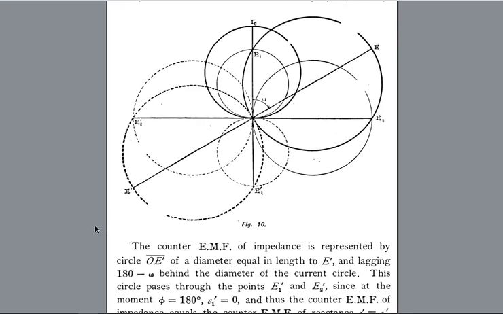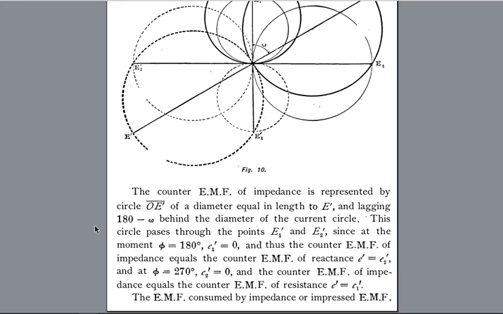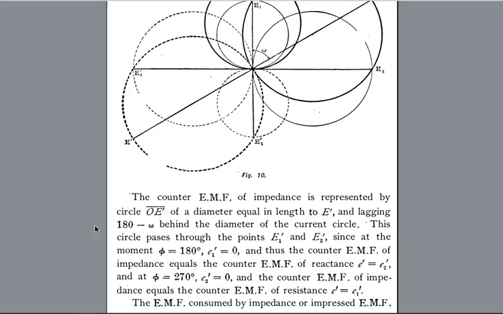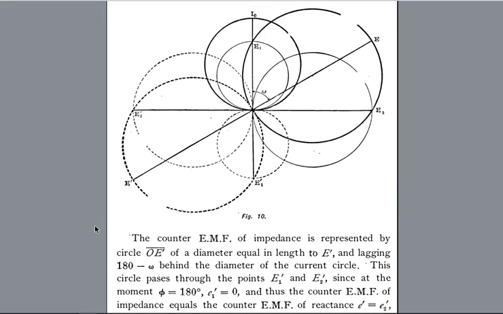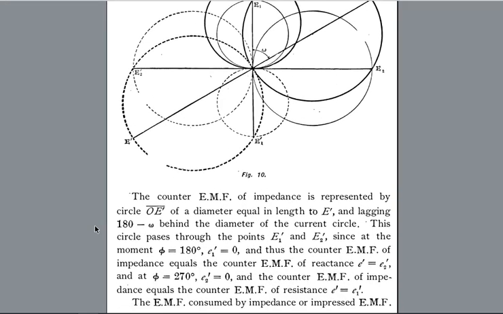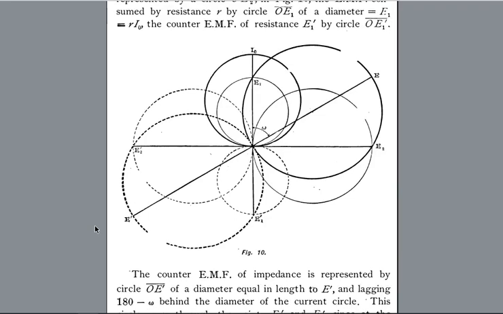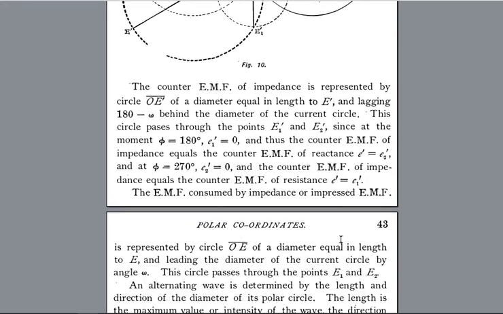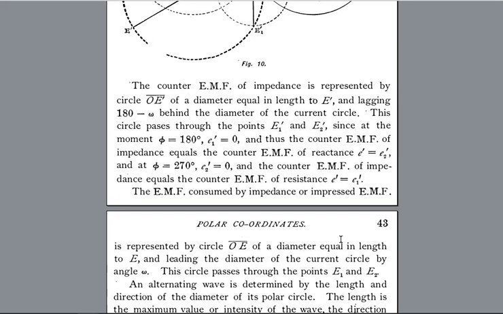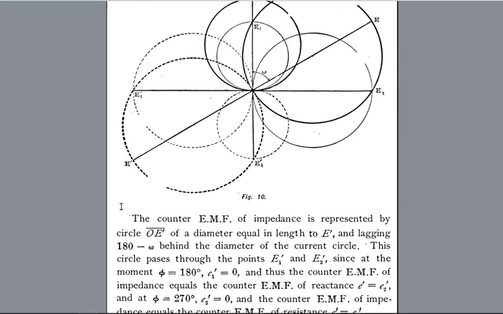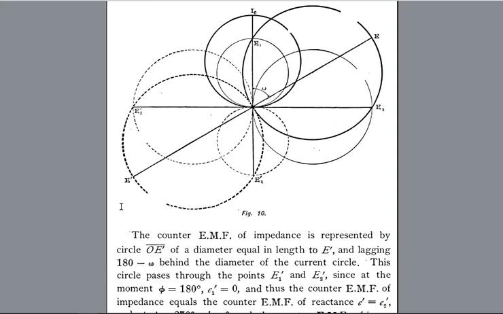The counter-electromotive force of impedance is represented by circle OE prime of a diameter equal in length to E prime and lagging 180 minus omega behind the diameter of the current circle. This circle passes through the points E1 prime and E2 prime, since at the moment phi equals 180 degrees, E1 prime equals 0, and thus the counter-electromotive force of impedance equals the counter-electromotive force of reactance, E prime equals E2 prime. And at phi equals 270 degrees, E2 prime equals 0, and the counter-electromotive force of impedance equals the counter-electromotive force of resistance, E prime equals E1 prime.